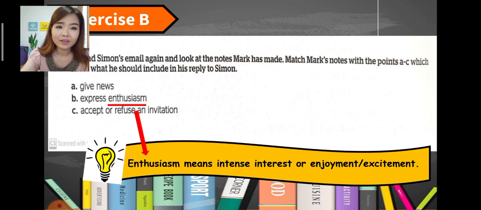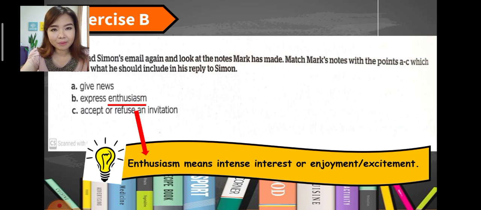If you look at page 18, you will see that Mark has made notes on Simon's email. Okay, you will see there are signs of arrows and then he has scribbled a few notes. Okay? A. Give news. B. Express enthusiasm. What is the meaning of enthusiasm? Enthusiasm means intense interest or enjoyment or excitement. And C. Accept or refuse an invitation.